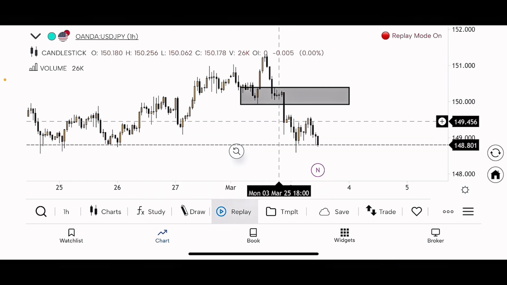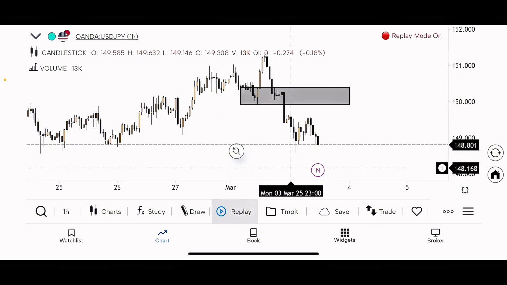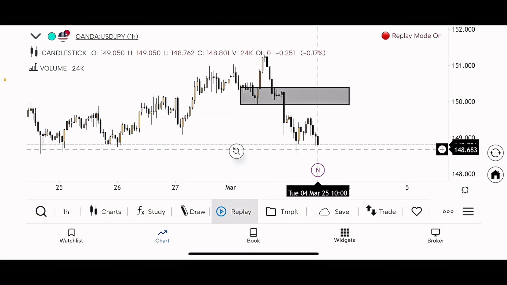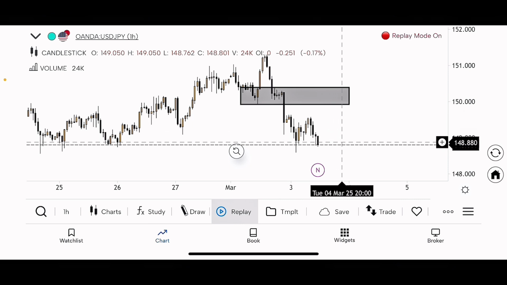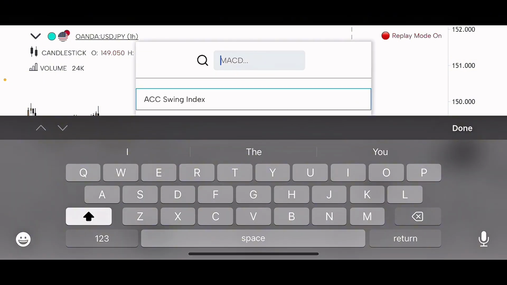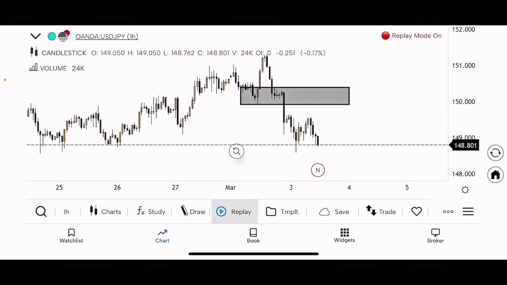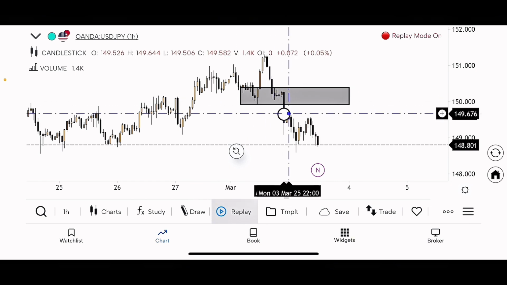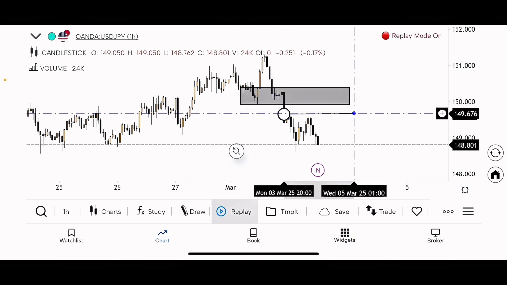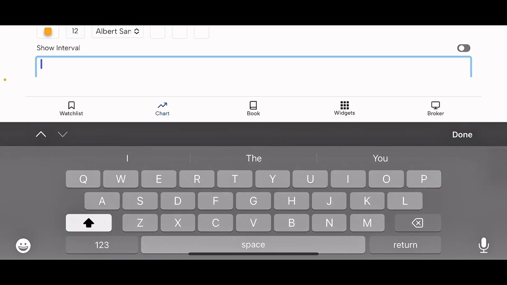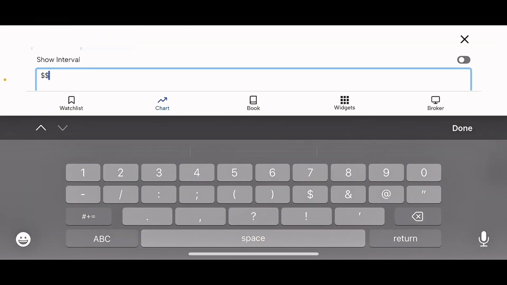It broke structure here. So obviously, there were sellers who sold here, and there were sellers who even tapped sold here, and there were sellers who are waiting for the market to come back up, then to sell again. You got the point. So we have a valid inducement. So let's mark that out so that we can understand.